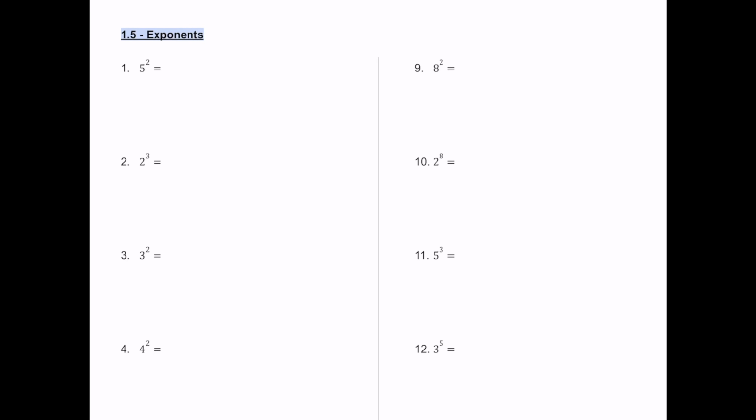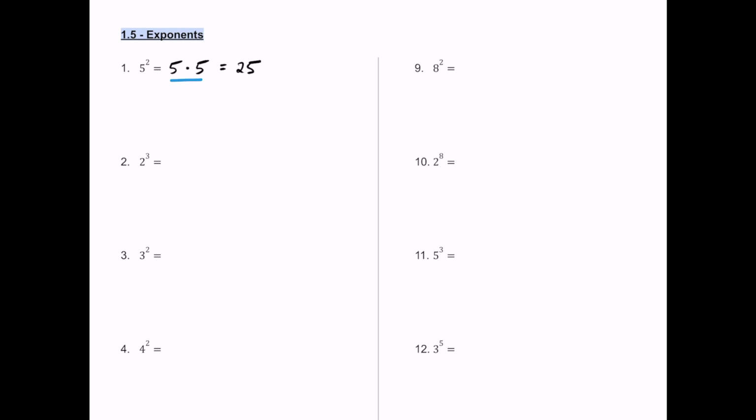In this video, let's practice working with exponents. Remember, exponents just represent repeated multiplication. For number 1, when we have this 5 to the second power, or 5 squared, that little 2 just means we have these two 5s being multiplied together. If we multiply 5 times 5, that's going to equal 25.